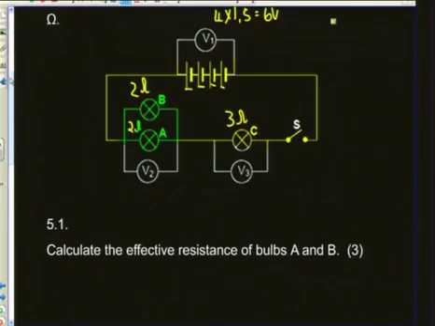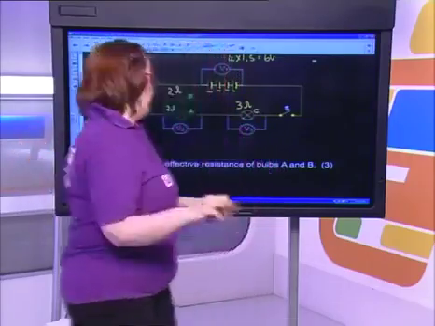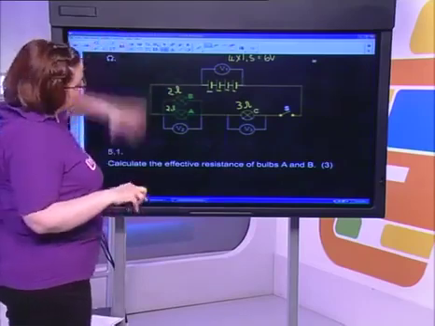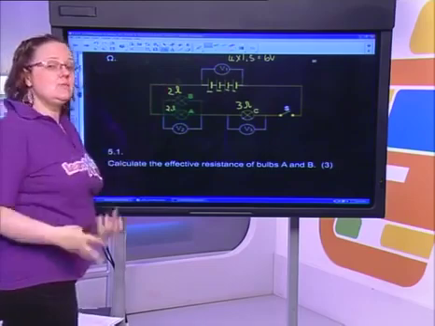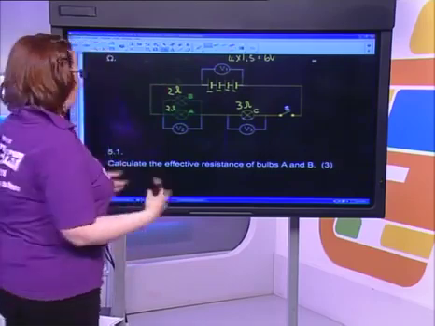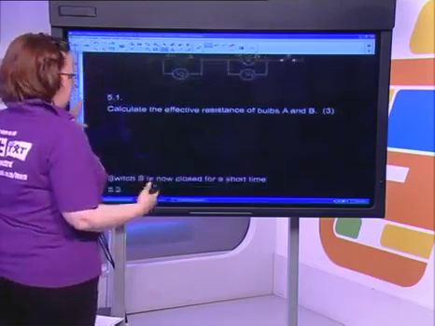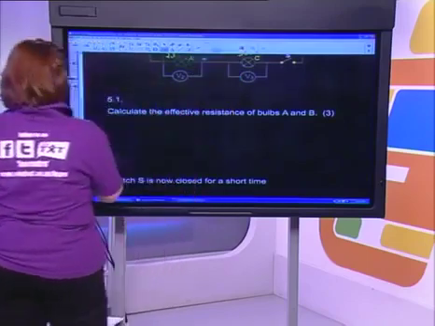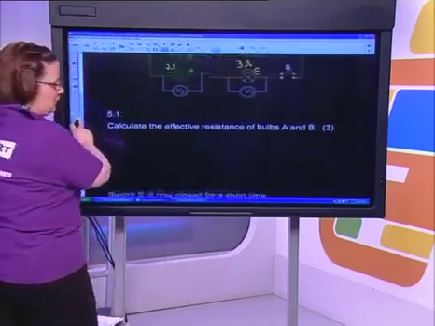First thing, calculate the effective resistance of bulbs A and B. I know the switch isn't closed. Okay, what they're asking you here is, if I had to take bulb A and B out and replace it by a single bulb that would do exactly the same thing, or one resistor, what would that resistance be? Okay, so we're looking at A and B. A and B are in parallel.